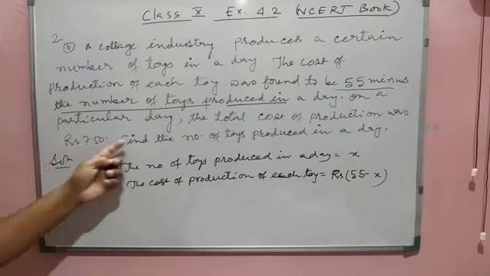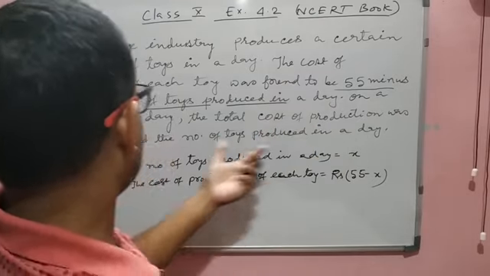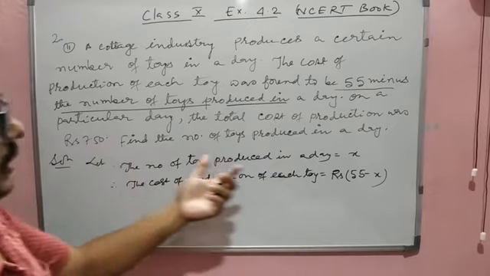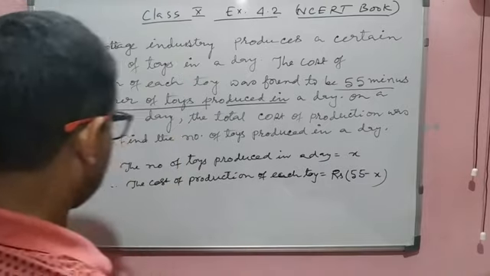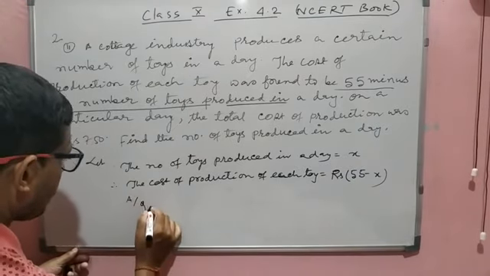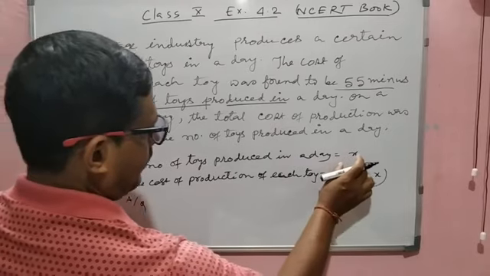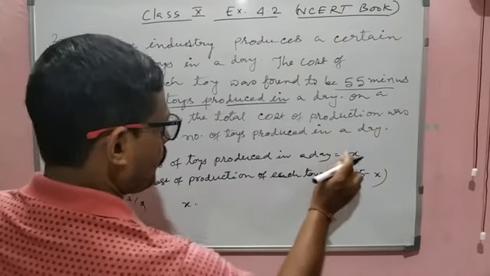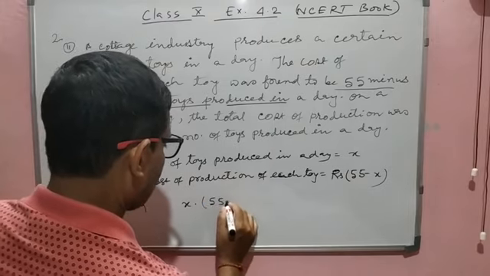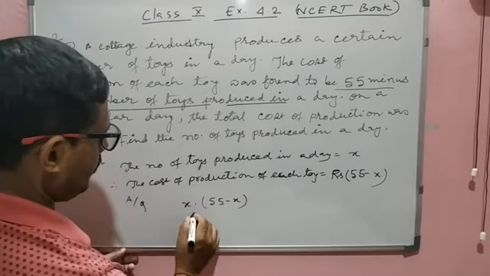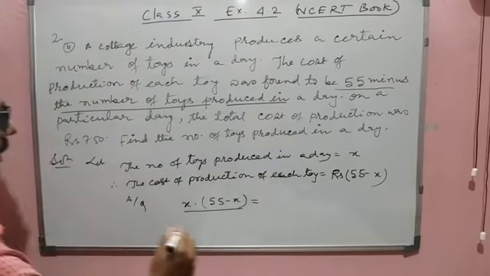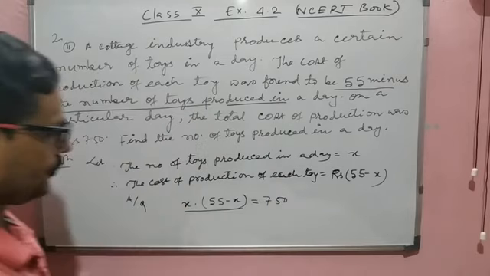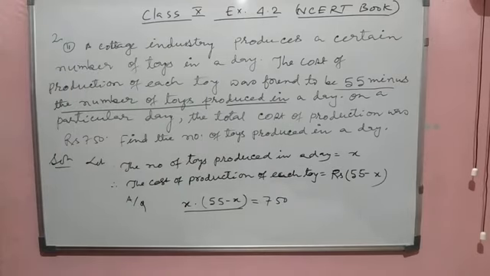And here given, on a particular day the cost of production was rupees 750. So in a day X toys are there and the cost of each toy is 55 minus X. So according to the question, the total cost of production in a day will be the number of toys X times the cost of production of each toy, 55 minus X. This equals 750, so this is the equation. Now we will solve this equation.